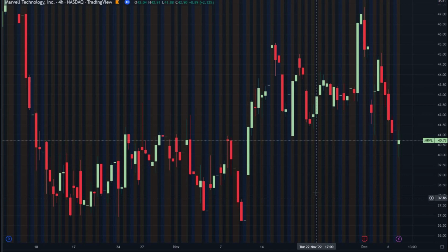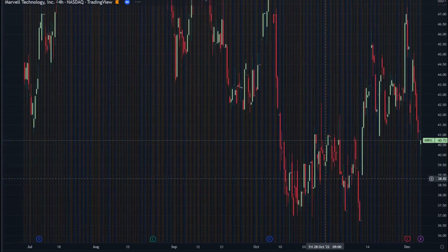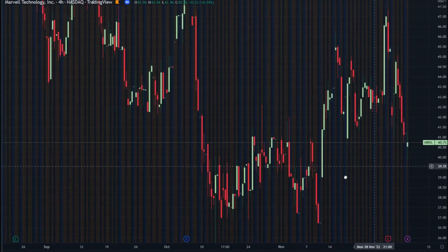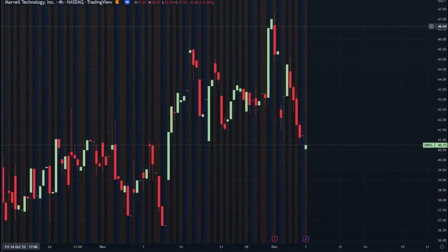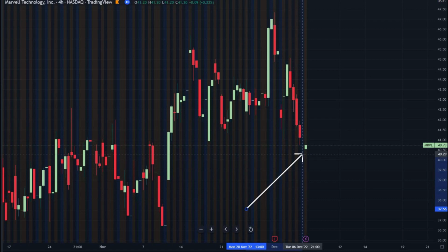Let's talk about the trade entry to start off with, because there's nothing more important than that. Why did I go ahead and enter into this trade at the exact level that I did, which was right here?